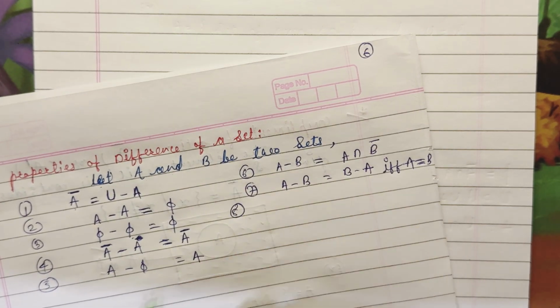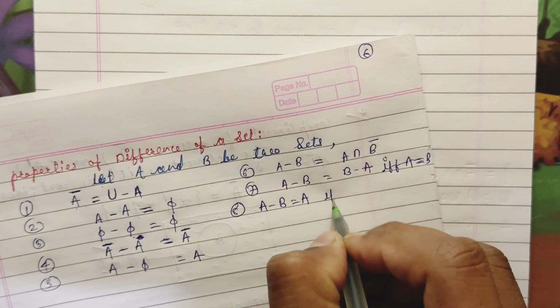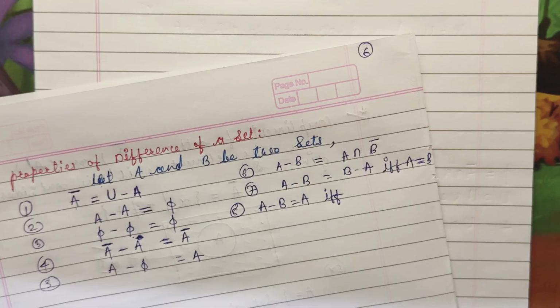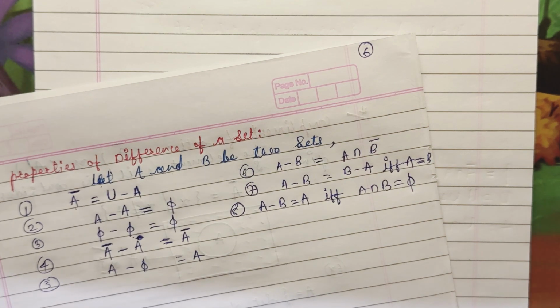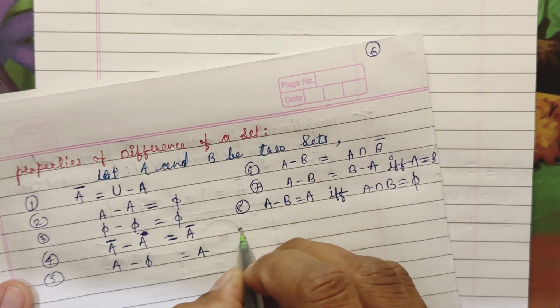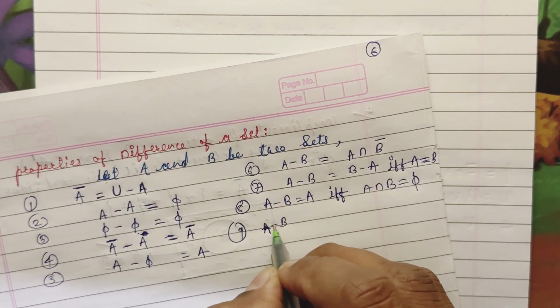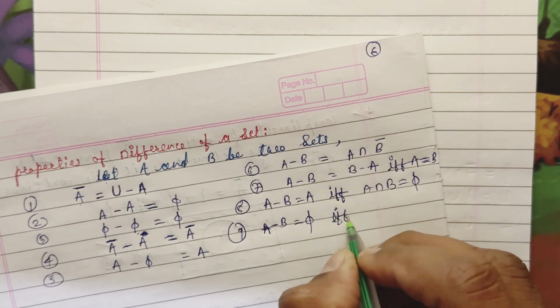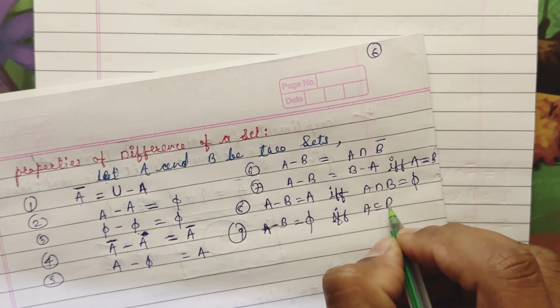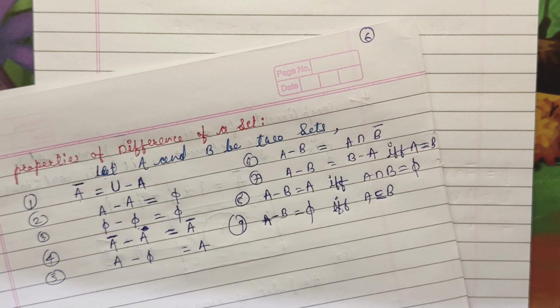Eighth property: the difference of A and B is A if and only if A intersection B is phi. That means there is no common element, both are disjoint sets. Ninth property: the difference of A and B is phi if and only if A is a subset of B. Then only the difference A minus B is phi.